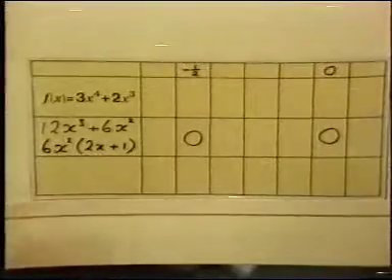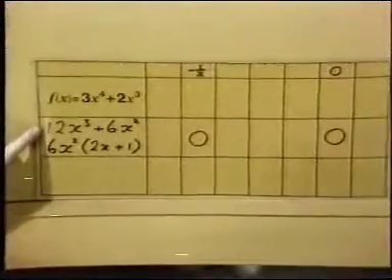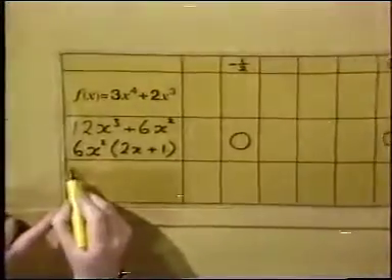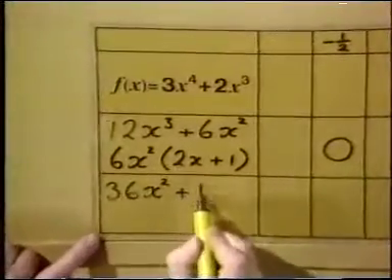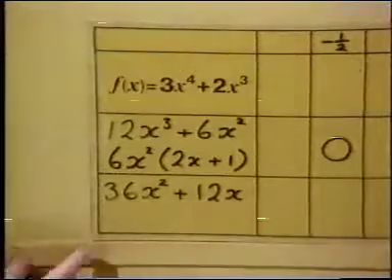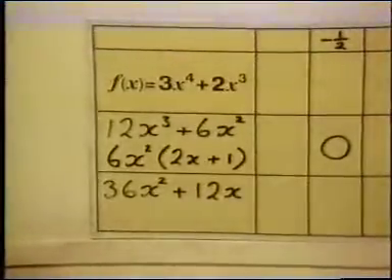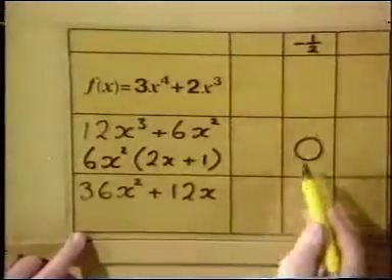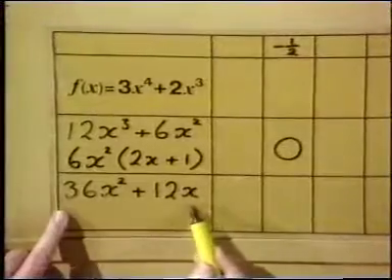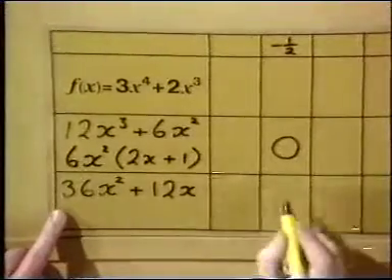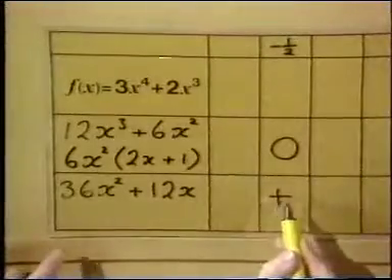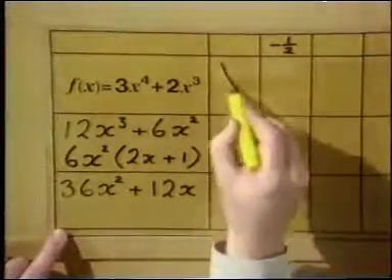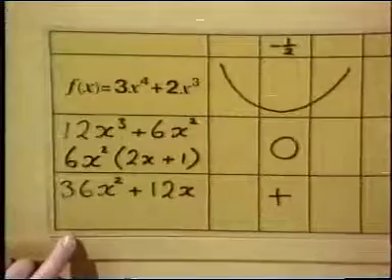Now the next stage is to differentiate again. See this line here? You differentiate that and you get 36x squared plus 12x. Now all you've got to do for the second derivative test is to put in there the value x is minus a half. And as it happens, it turns out to be positive. And now all you've got to do is to say positive second derivative, first derivative 0, therefore there is a local minimum at that point. Just like that. There's no problem with it at all.